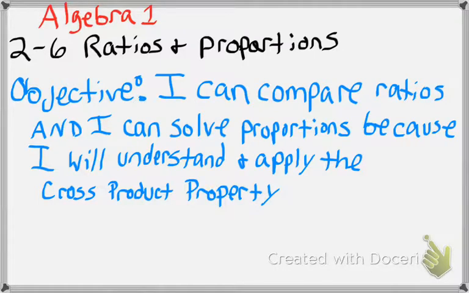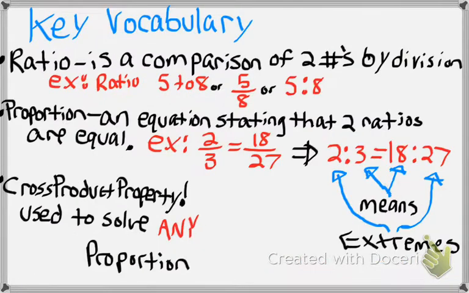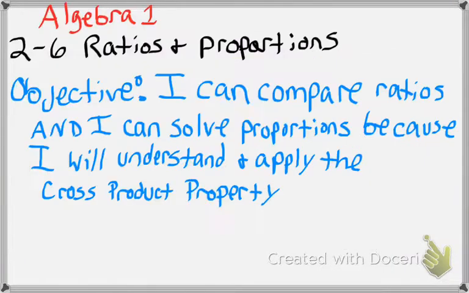In this Algebra 1 video, Chapter 2, Lesson 6, we're going to talk about ratios and proportions. Our objective is, as the student, I can compare ratios and I can solve proportions because I will understand and apply the cross-product property. Hopefully the cross-product property sounds familiar, because we may have remembered that the cross-product property can be used to solve any proportion. I will come back to this slide.